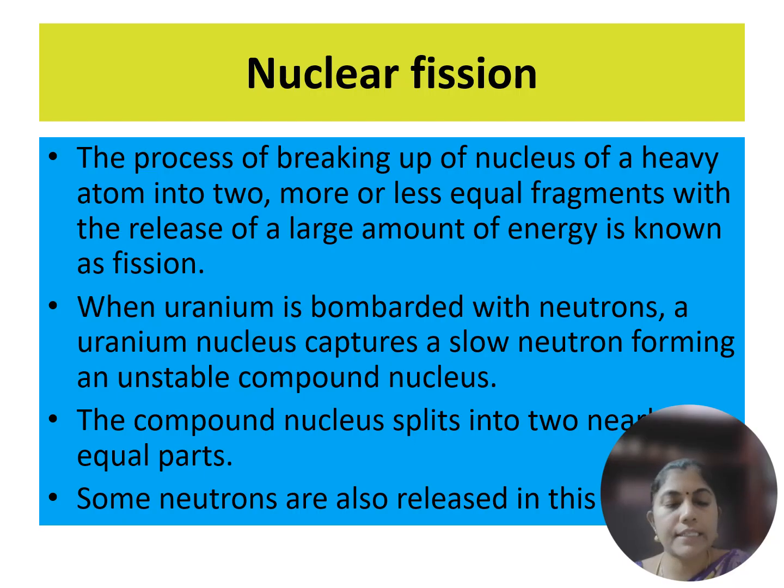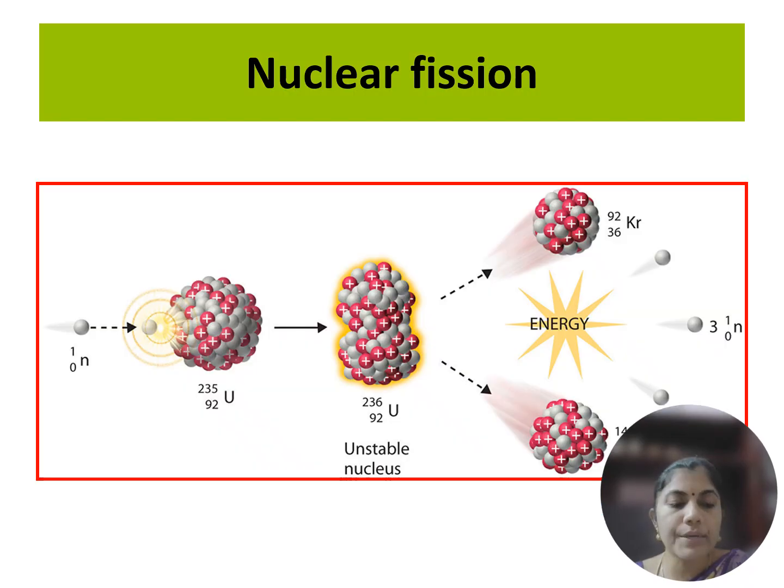Let's now first understand nuclear fission. Nuclear fission is a process in which a heavy atomic nucleus splits into two smaller nuclei, releasing a large amount of energy. One of the most common examples of nuclear fission is the fission of uranium-235. When a slow-moving neutron strikes a uranium-235 nucleus, the uranium nucleus absorbs the neutron and becomes unstable. This unstable nucleus then splits into two smaller nuclei, such as barium and krypton.